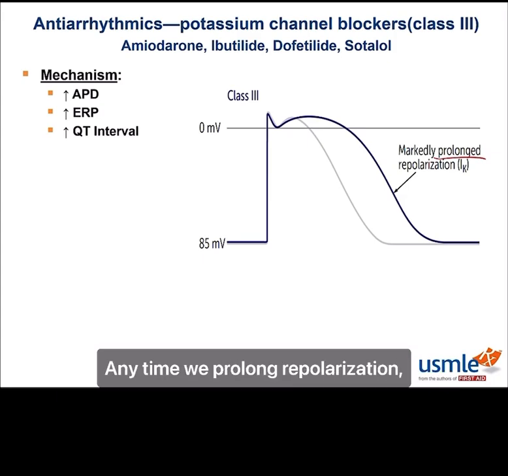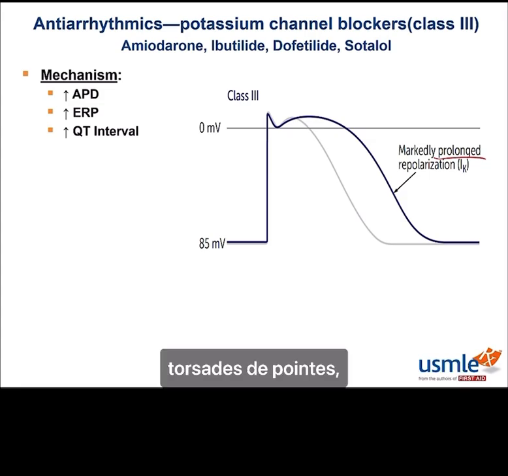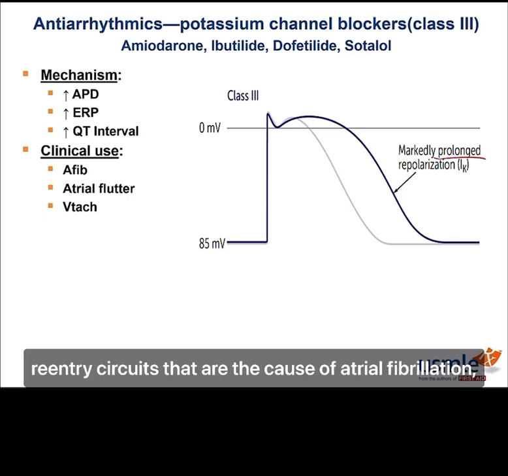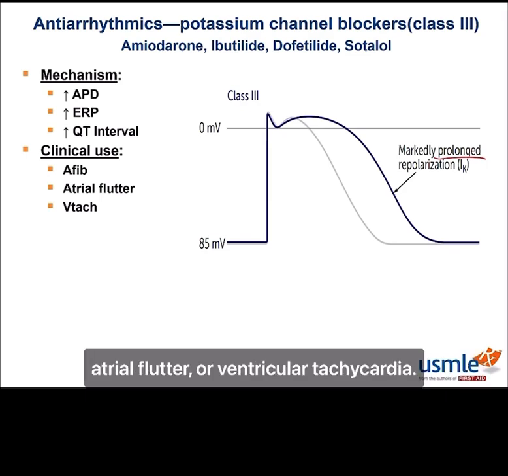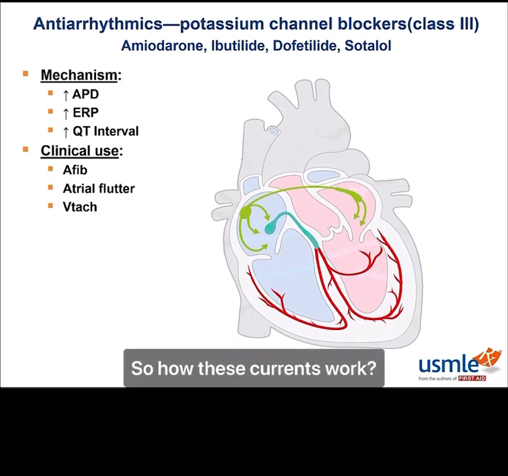Anytime we prolong repolarization, we are also prolonging the QT interval. Any drug that prolongs your QT interval can set you up for that deadly French arrhythmia, torsades de pointes, or as some of you might say, torsades de pointies, whatever your flavor. These drugs are useful in the treatment for obliterating re-entry circuits that are the cause of atrial fibrillation, atrial flutter, or ventricular tachycardia. So how do these currents work?